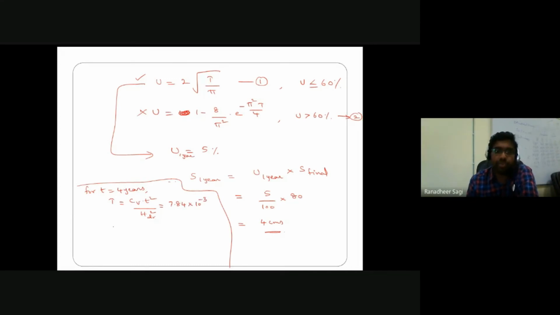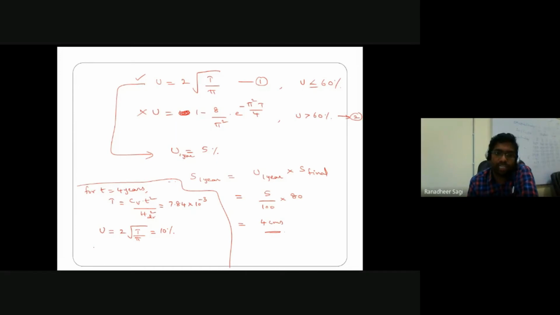For this corresponding time factor value, calculate your degree of consolidation. So degree of consolidation comes out to be 2 into under root T by pi. Where T is equal to 7.84 into 10 to the power of minus 3, if I substitute, I'll get the corresponding degree of consolidation, 10%. So for U equal to 10%.